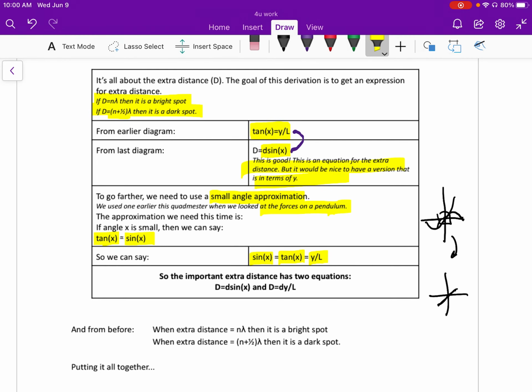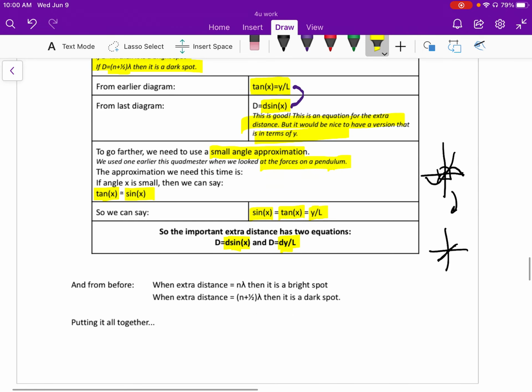So in our extra distance equation, we got that the extra distance was d sine x. But now we know that sine x is the same as y over L. So we can say the extra distance is also dy over L from the tan x thing. So we've got two equations, one that deals with angles and one that deals with positions, the y and the L.